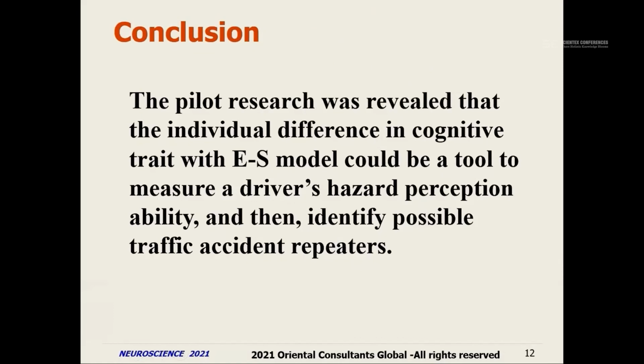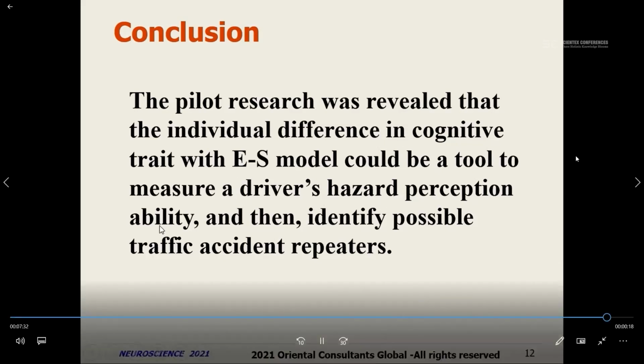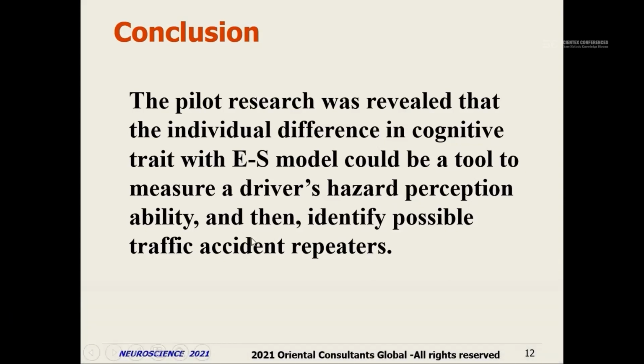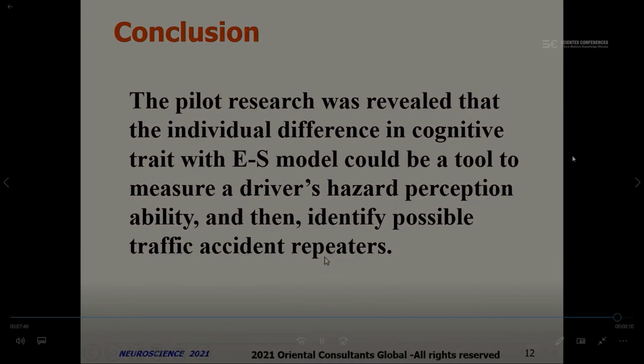So, to conclude my research, it was revealed that the individual difference in cognitive trait with the ES model could be a tool to measure a driver's hazard perception ability and then identify possible traffic accident repeaters.